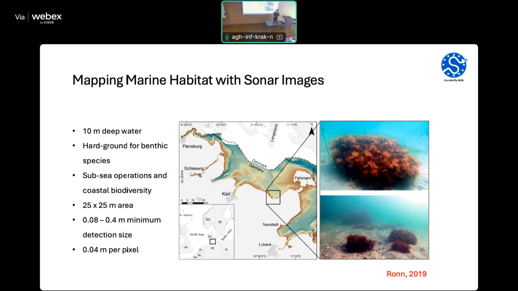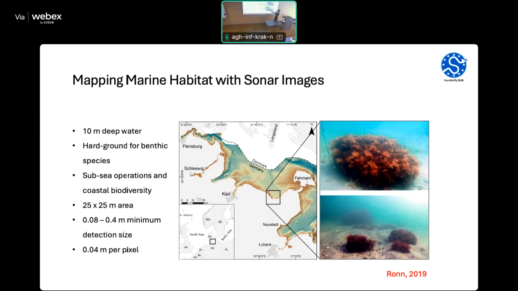So here we are mapping the marine habitat with sonar images. We are in shallow waters, 10 meters deep off the coast of Germany. And this is quite important because all subsea operations need to protect coastal biodiversity before you get any permissions to build an offshore wind farm or to lay a pipeline. You need to know you're not disturbing any fragile marine life.